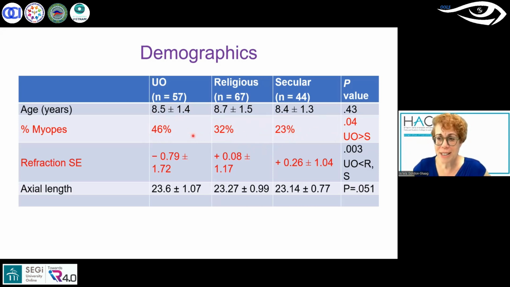And there's a statistically significant difference between the prevalence of myopia in the ultra-Orthodox boys, 57 boys, and the secular boys, 44 boys; religious, 67 boys. Not only is there a higher prevalence of myopia, but the ultra-Orthodox kids have a significantly more negative average spherical equivalent than the secular kids. And there was no statistically significant difference in the axial length, but it approached significance.